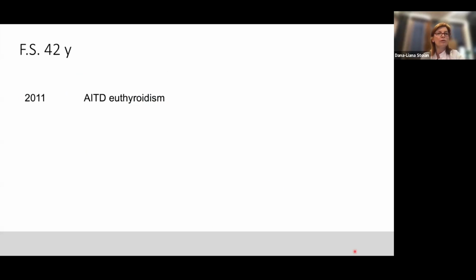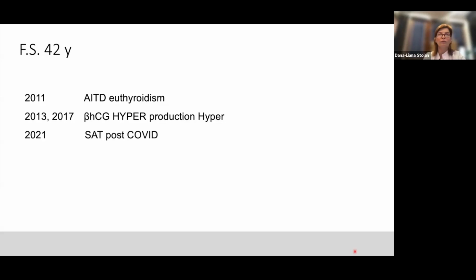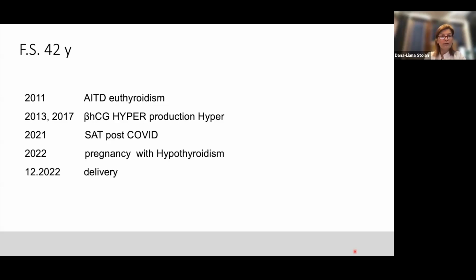This lady, 42 years old, had a previous history of autoimmune thyroid disease, with a positive diagnosis in 2011. In 2013 and 2017, she had a limited period of hyperthyroidism induced by choriogonadotropic hormonal stimulation for fertility purposes. She got a subacute thyroiditis in 2021 post-COVID. She got pregnant in 2022, and during the pregnancy she had hypothyroidism, with delivery in 2022, and clinical signs and symptoms of hyperthyroidism with a positive diagnosis in mid-2023. And then, of course, when you look at her history, actually she had it all. She had all the variants of hyperthyroidism possible in her personal history.